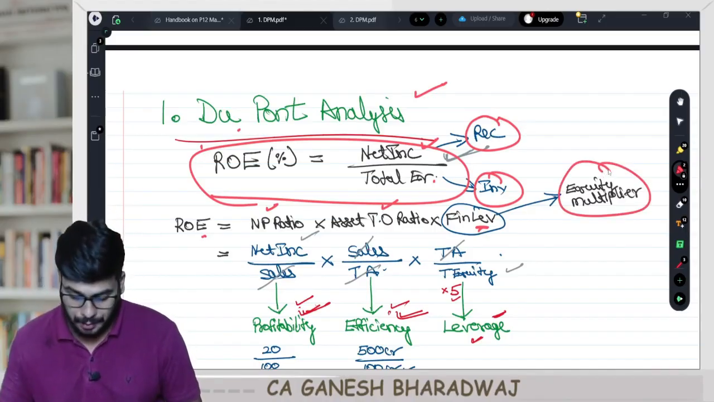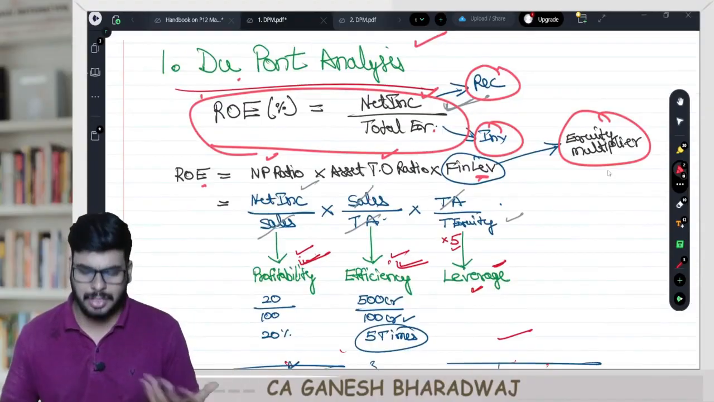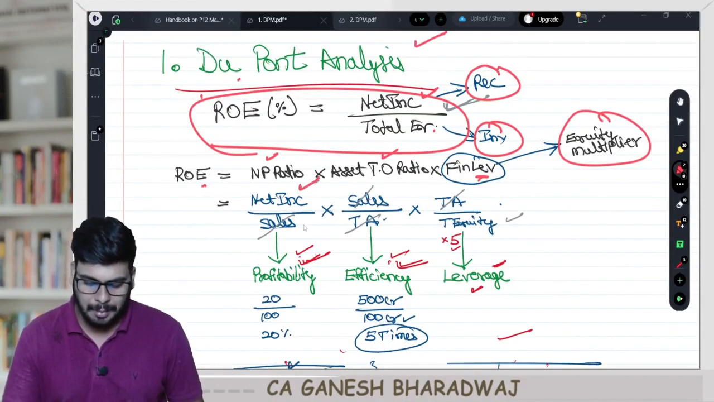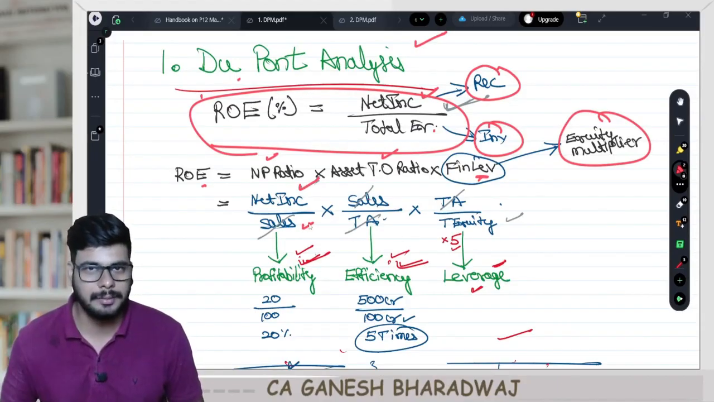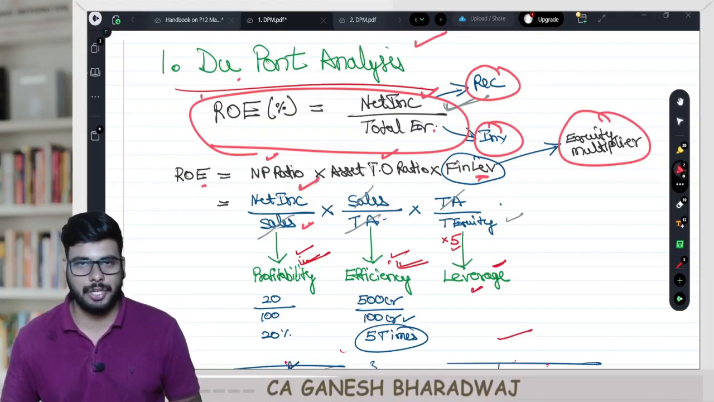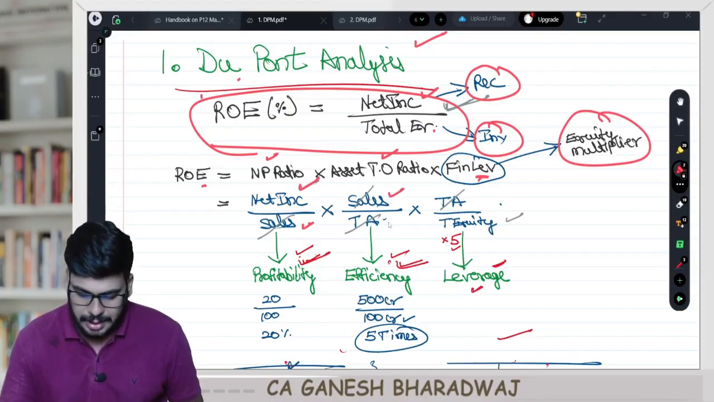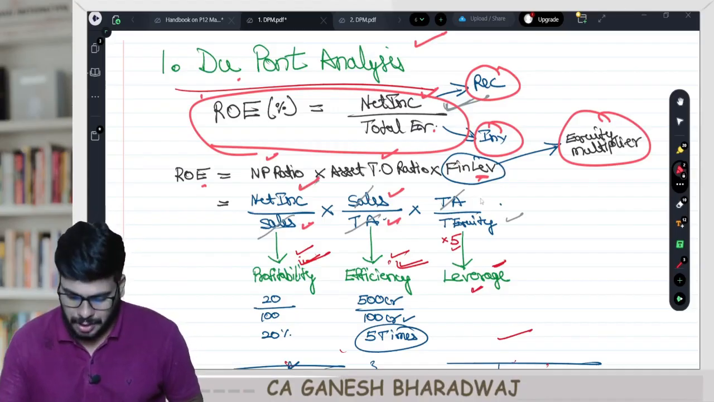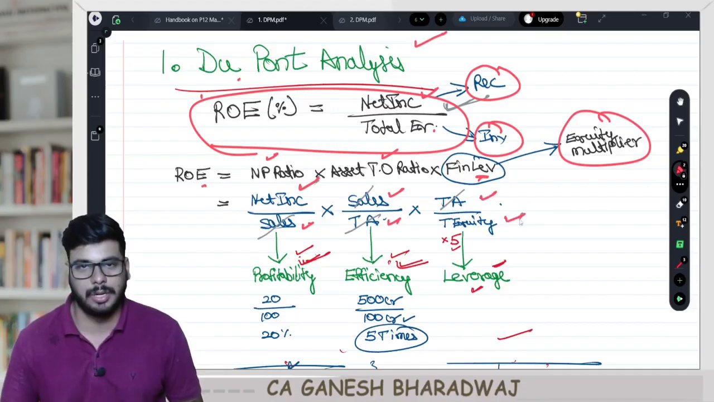What it is, I will tell you. Now, sir, how does this work out, sir? Net profit ratio, what is the formula? Net income divided by sales, correct? Net income divided by sales, yes. Asset turnover ratio, what is the formula? Sales divided by total assets. Then financial leverage, the formula is total assets divided by total equity.